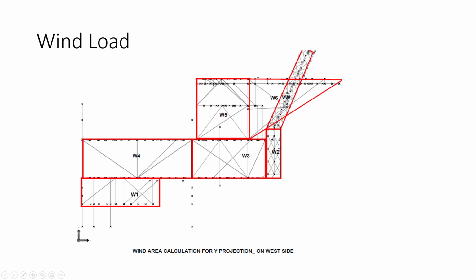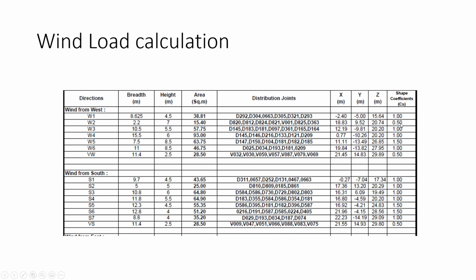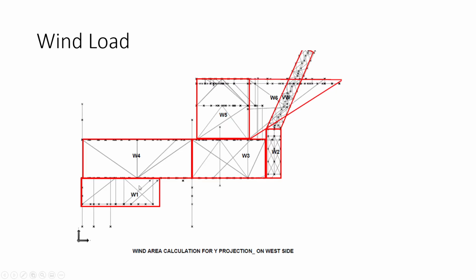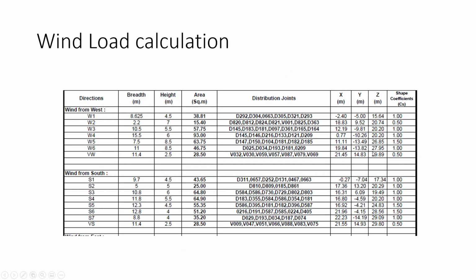We know that there won't be any equipment, so we are considering 0.5 here. If you see here, 0.5. Here we will have some equipment and all those things, for that we have taken a coefficient of 1. So from this data, we have to type it into the software.